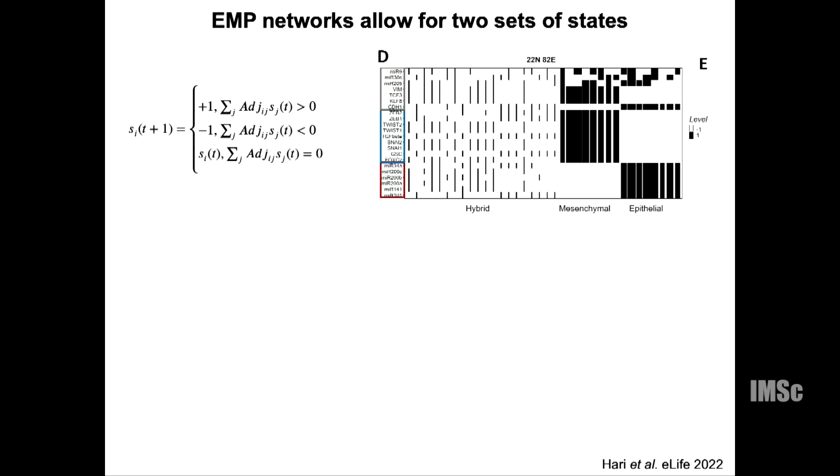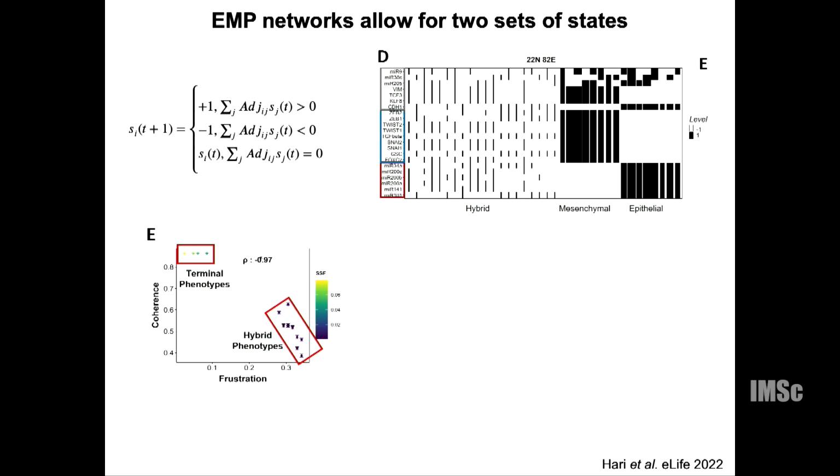And this, I don't have the numbers here, but this corresponds to, again, approximately 95% of the steady state space. And in the remaining 5%, you see these so-called hybrid states, where some epithelial are on, some mesenchymal are on, and they can be again in different combinations. Okay.